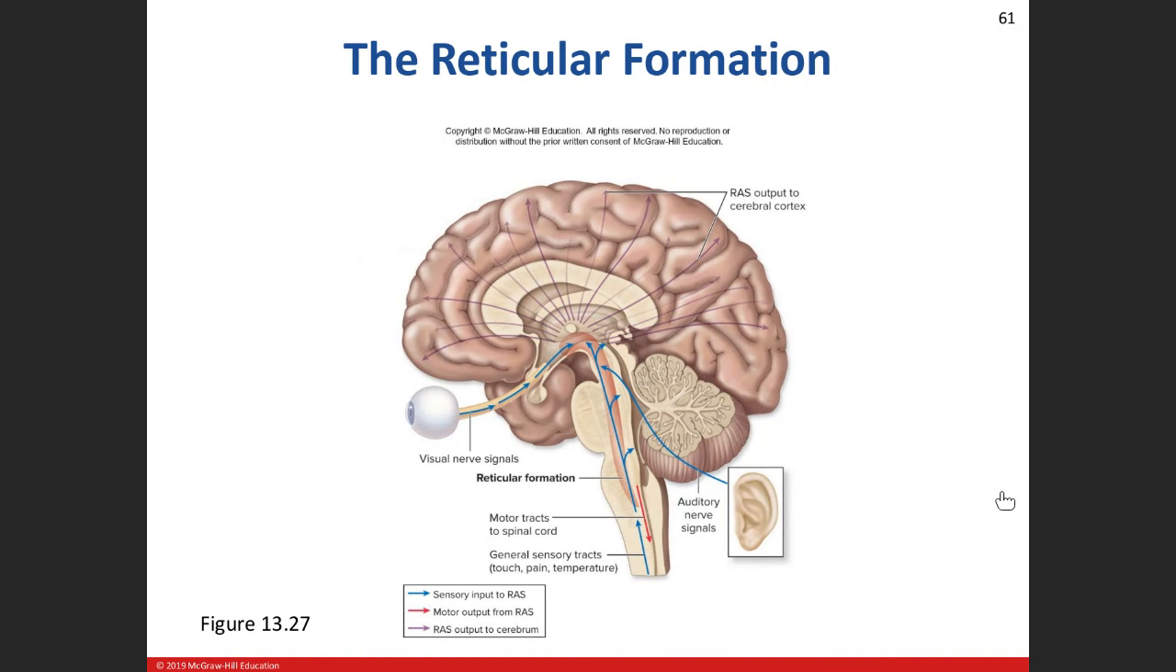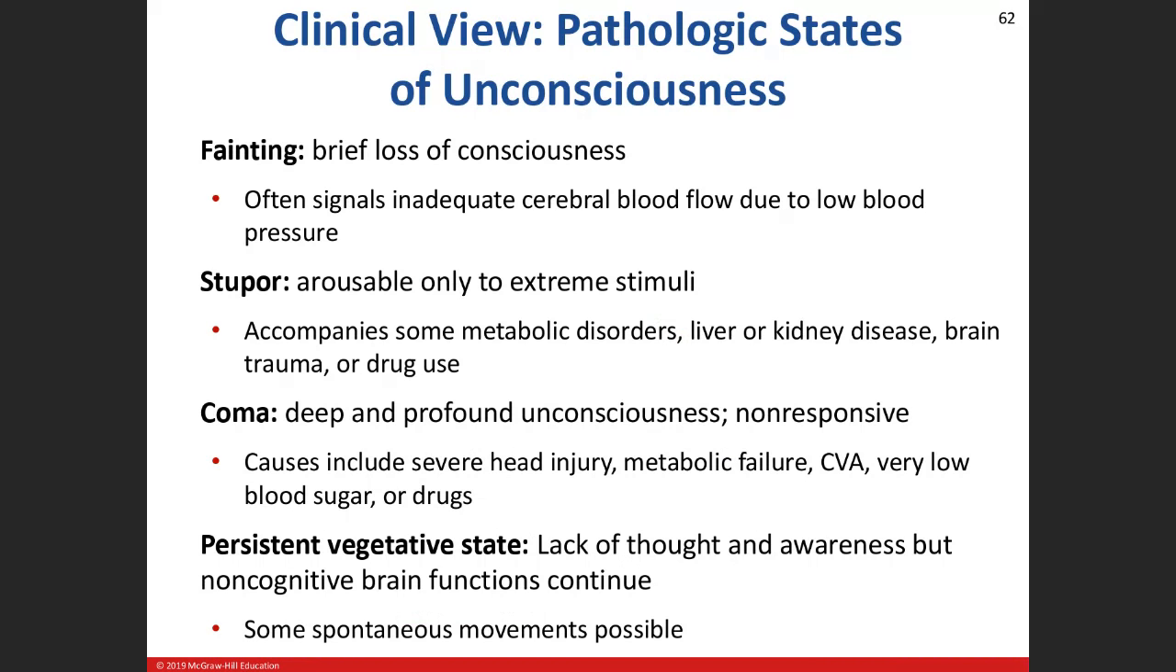All right, so let's talk about the different levels or the pathological states. We talked about consciousness, your level of alertness. Now let's talk about the opposite, your levels of non-alertness or unconsciousness. The most mild one is fainting.